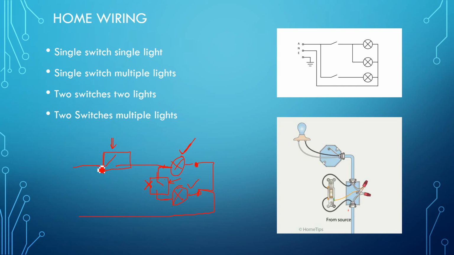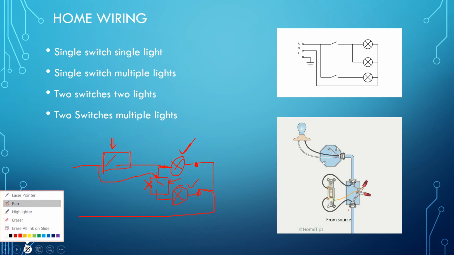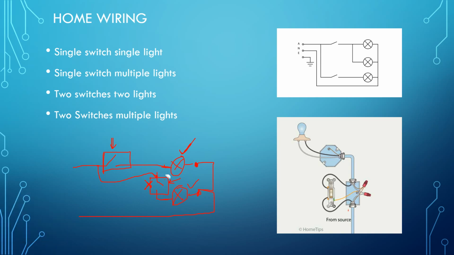We have to take it from here, from this. We will have to erase this connection. Now the switch is getting the power directly from this line. This is neutral, so the power is coming here, then the circuit will be broken here. Now this switch can control this light and this switch can control this light. So this is how you can connect two switches for two lights.